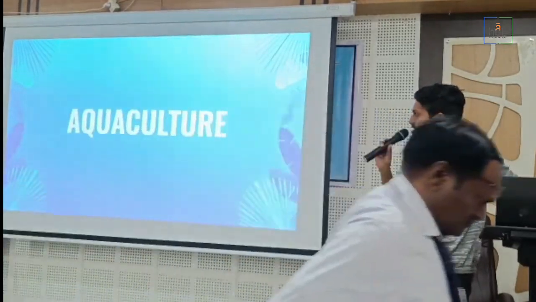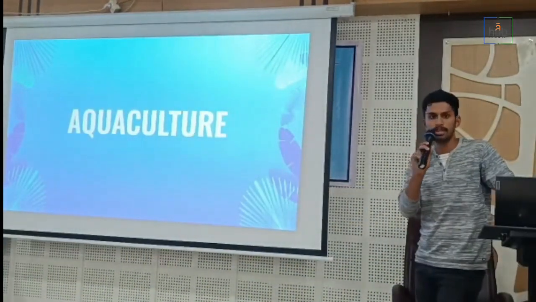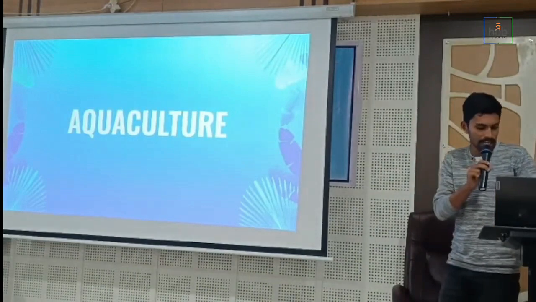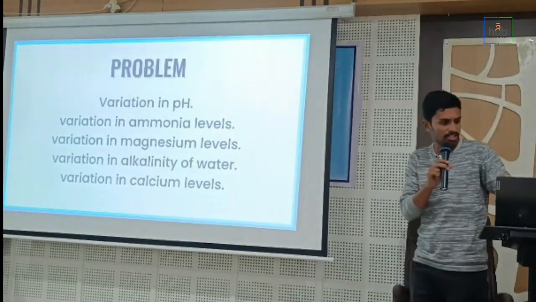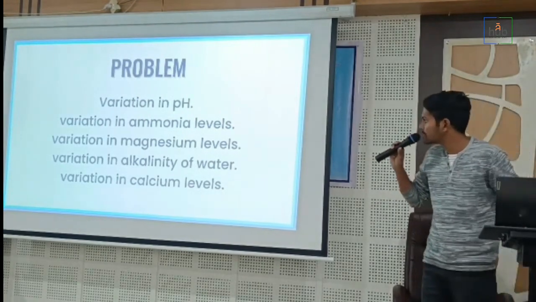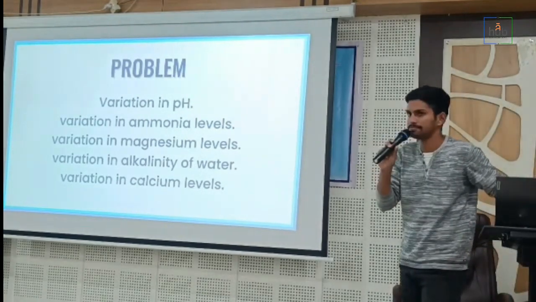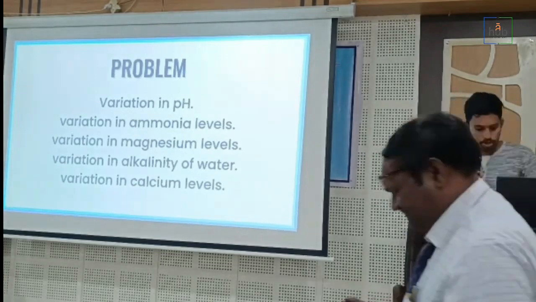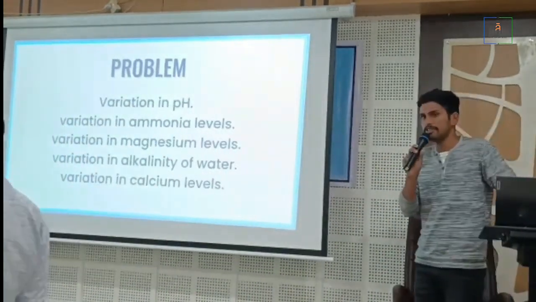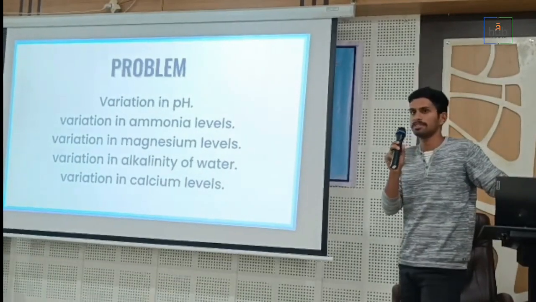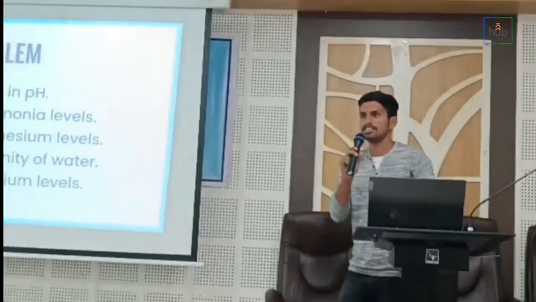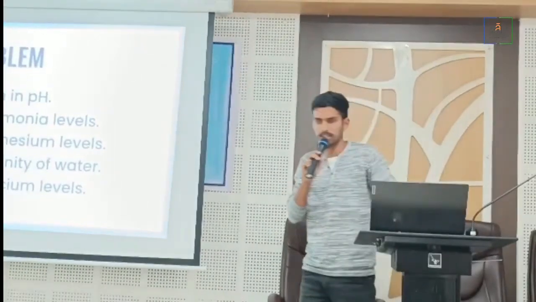So there is a lot of scope in aquaculture, but the main problem in aquaculture is the variation in these levels, which includes pH, ammonia, magnesium, alkalinity, and calcium. So due to these effects, there is a variation in water, and the aquatic organisms sometimes get diseases, or sometimes they even die.